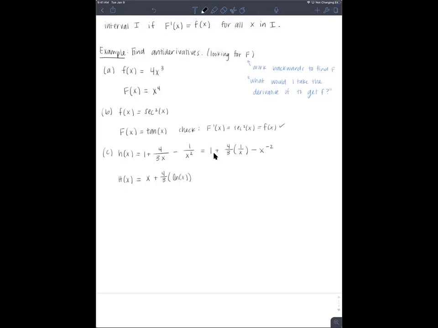And so here, what did I have to take the derivative of to get that x to the -2 power? And so think of it this way. If I were taking the derivative of x to the -2, I would bring down that -2 and I'd have -3. And so here, taking the derivative, you subtract 1. And so if I wanted to go backwards, what am I actually doing instead?